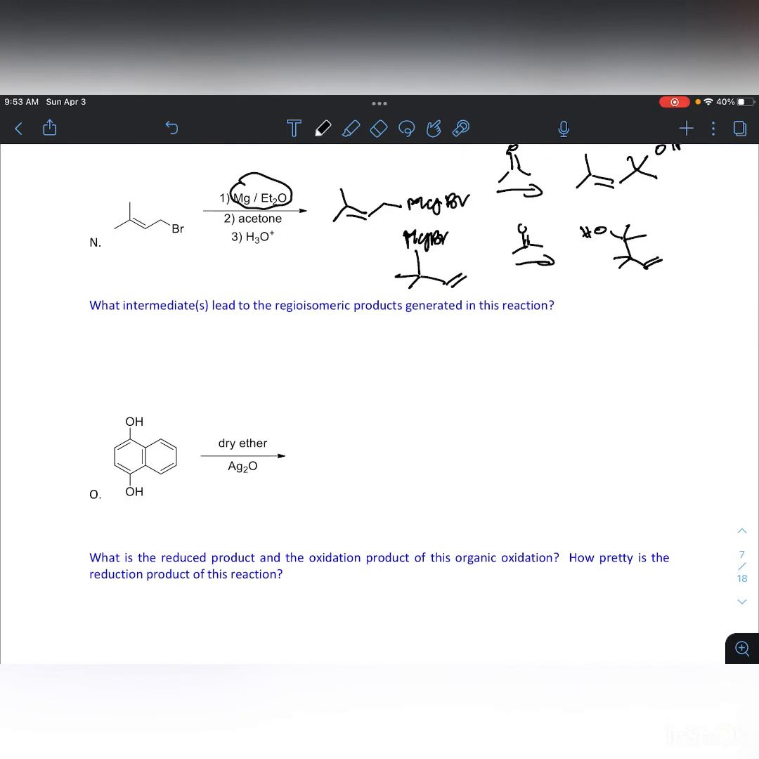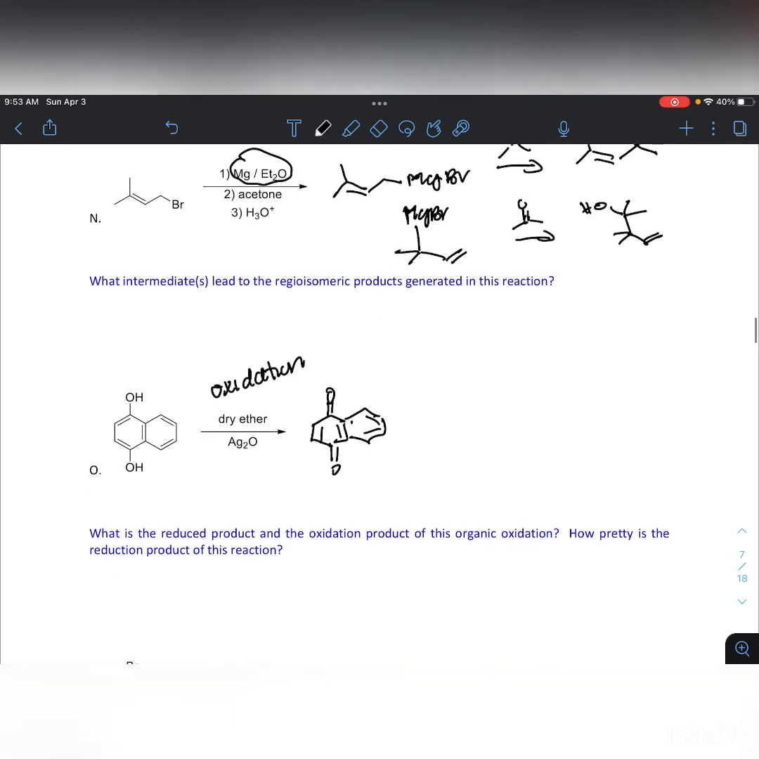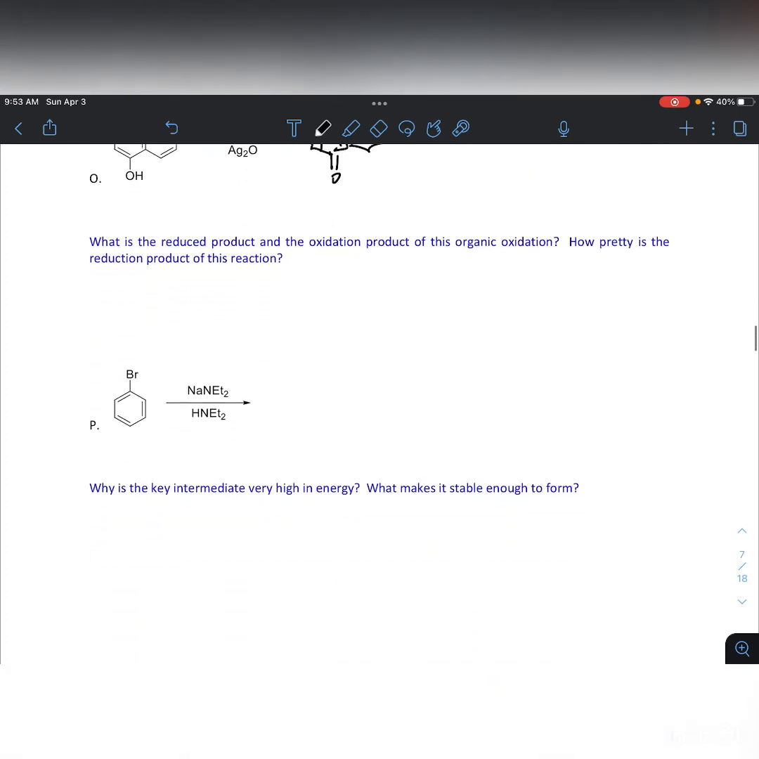So this will be oxidation, strong oxidation, and this will most likely give you this intermediate right here. All right, let's go down to P. So this is a very strong base. So what will most likely happen?